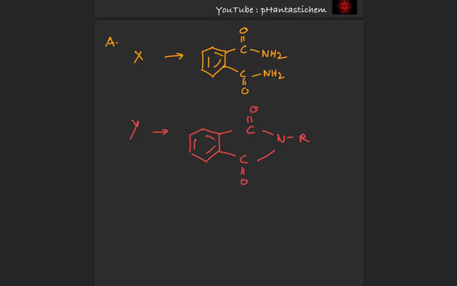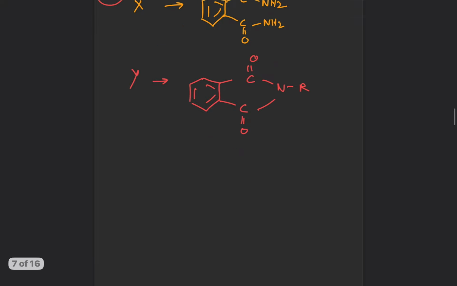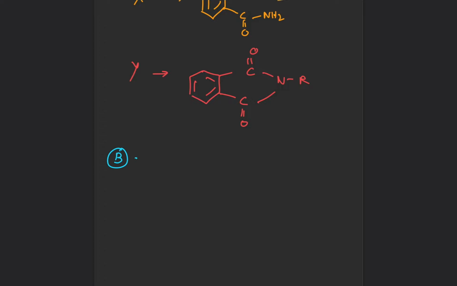Right, so statement A is: both X and Y are oxygen containing compounds. Correct, X contains oxygen, Y also contains oxygen, so therefore A is a correct statement. Okay, cool. Let's go to statement B. B is saying that Y on heating with chloroform and alcoholic potassium hydroxide forms isocyanide.